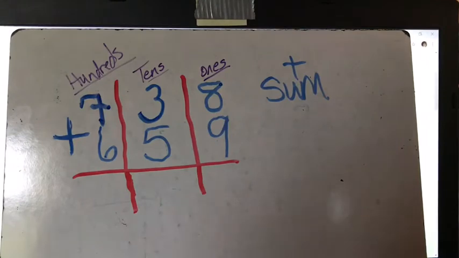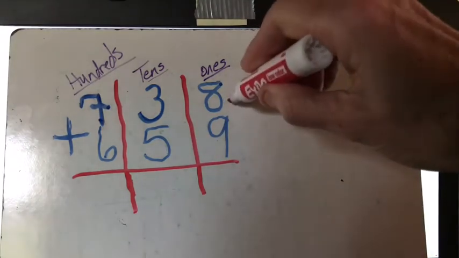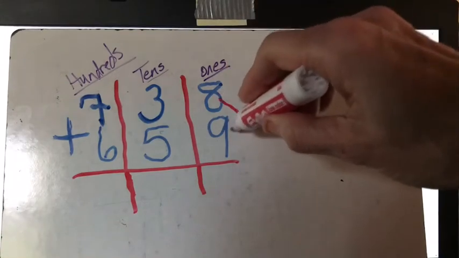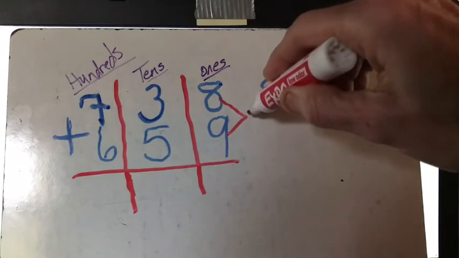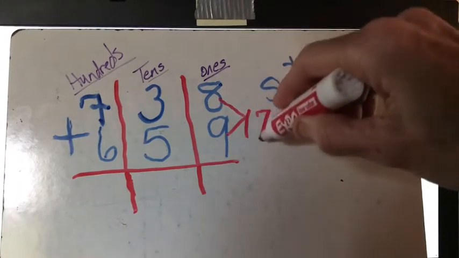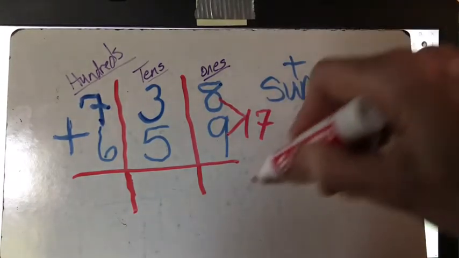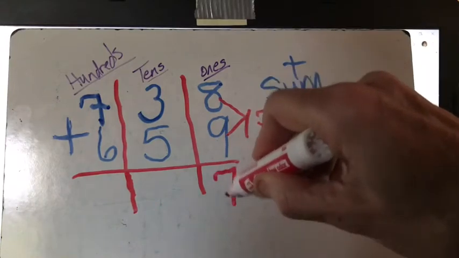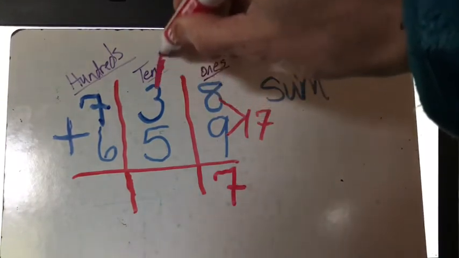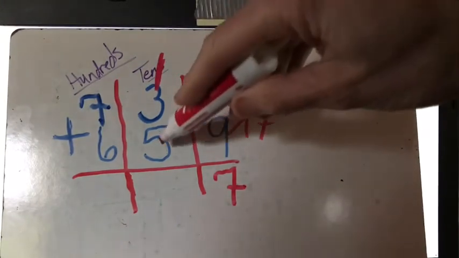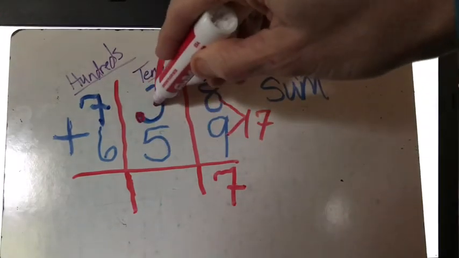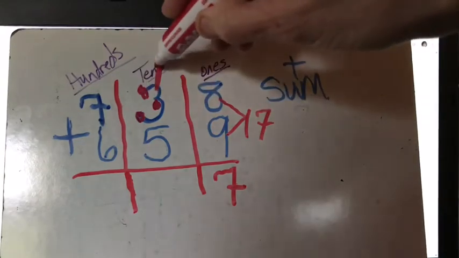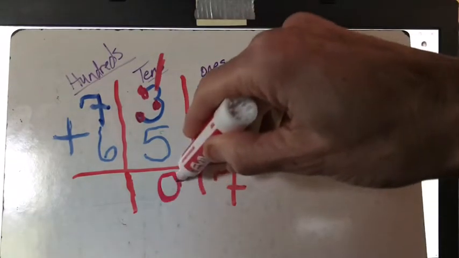When I add 8 plus 9, I know 8 plus 8 is 16, but 9 is one more. So if I had 16 plus one more, I'd have 17. So 8 plus 9 is 17. I put my 7 down, carry my 1 at the top. 5 plus 3, 5, 6, 7, 8. Plus one more is 9.